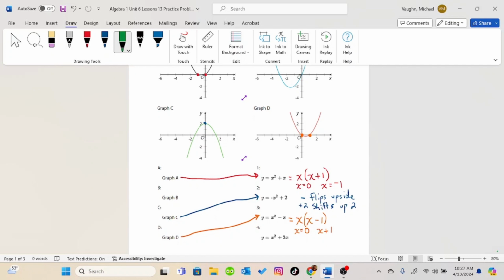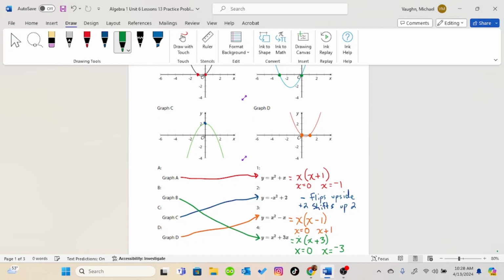And finally, equation 4, we see x squared plus 3x. I'm going to factor an x out of each term. X squared divided by x is x, and 3x divided by x is 3. Now I know that my x-intercepts are x equals 0 and x equals -3. And we see that on graph B at the origin and at -3.